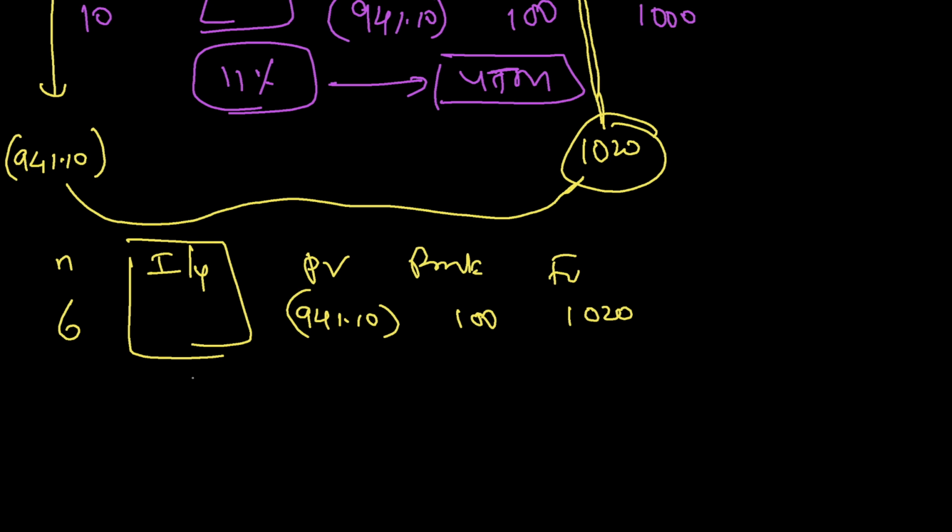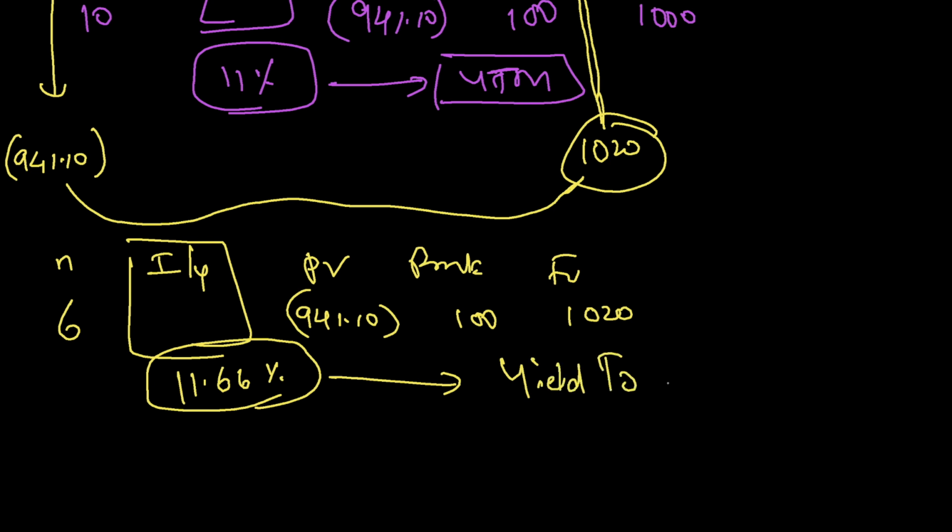So on this basis I need to find out the IY. So 6 N, IY I need to find out. I'm just keying in all the information in the calculator. So 941.10 minus present value, 100 payment, 1020 future value, compute IY. It comes to 11.66 percentage. So 11.66 is the yield to call.